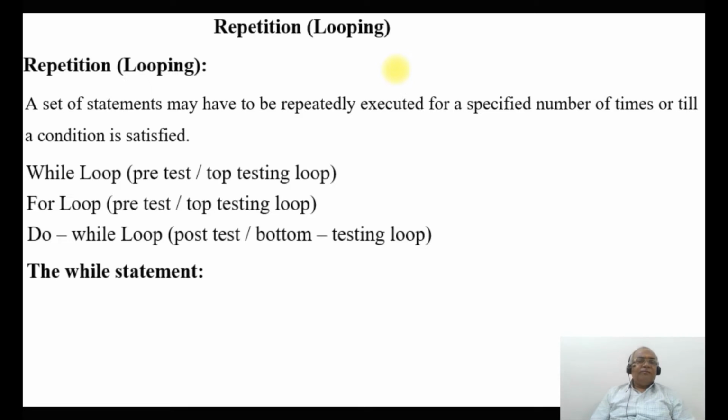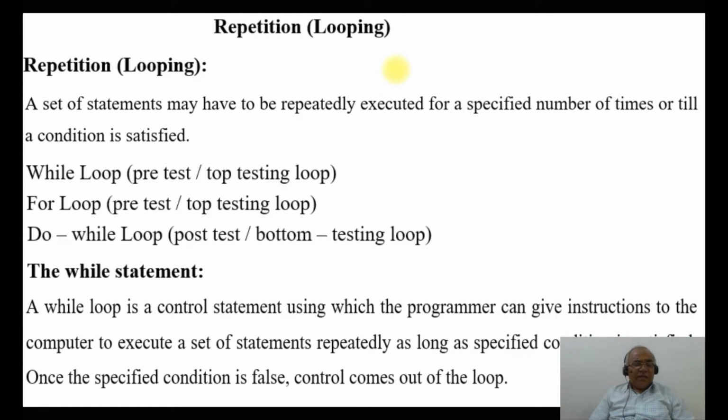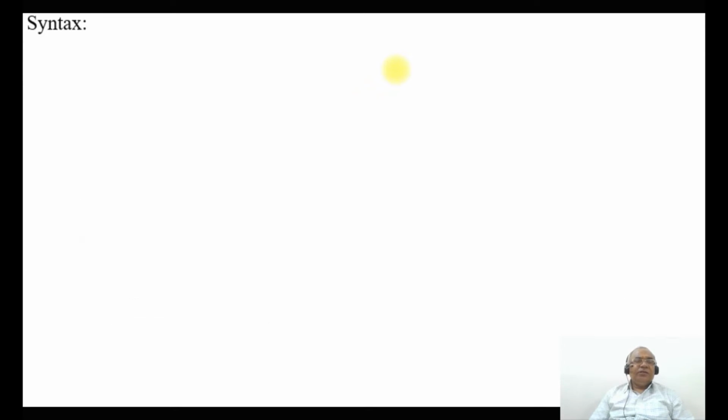First, we are going to go for the while statement. So what is the while statement? A while loop is a control statement using which the programmer can give instructions to the computer to execute a set of statements repeatedly as long as the specified condition is satisfied. Once the specified condition is false, control comes out of the loop. That is the meaning of this.